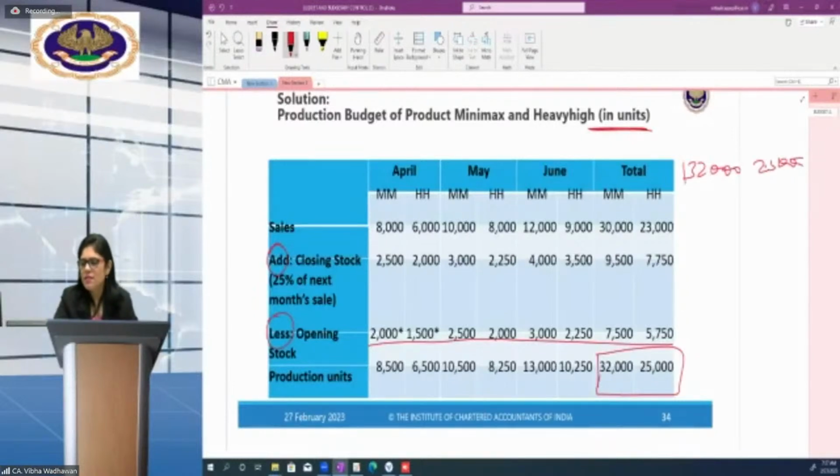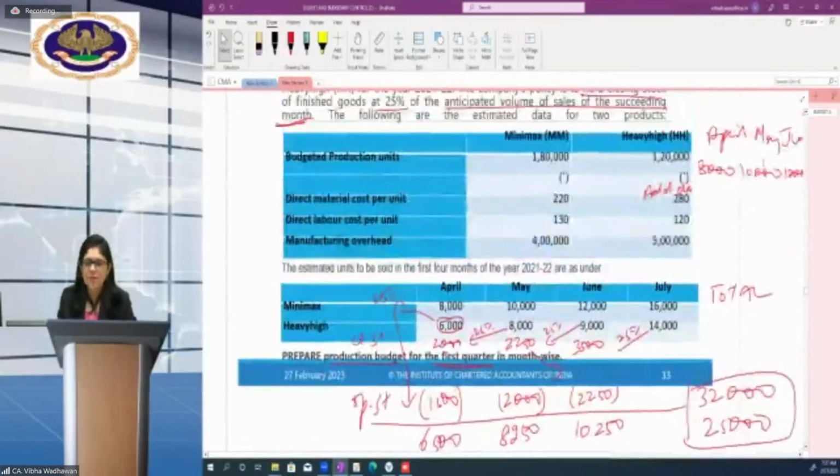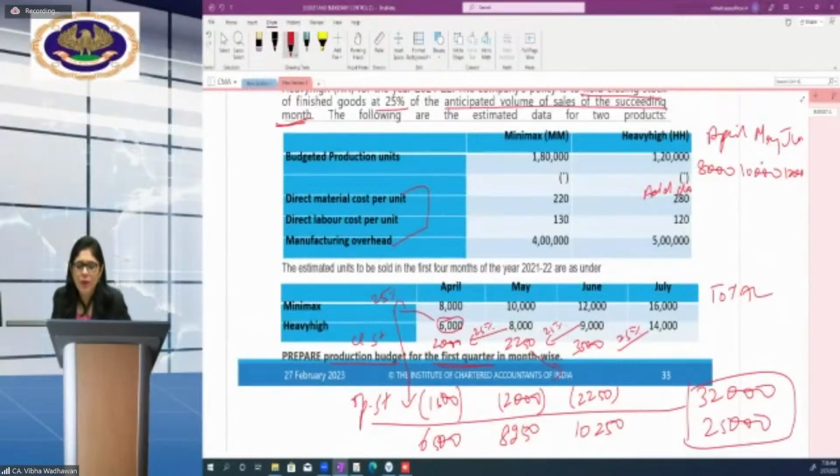25,000. So these are the production units for both the products. Now how to make the value? See, we have the units with us. We have the cost with us. Direct material cost per unit and direct labor cost per unit are 220 and 130. Again, I'm doing it for Minimax. Now, how many units? 32,000. 32,000 into 220 will give the material cost. 32,000 into 130 will give you the direct labor cost. Similarly, we can do it for Heavy High.